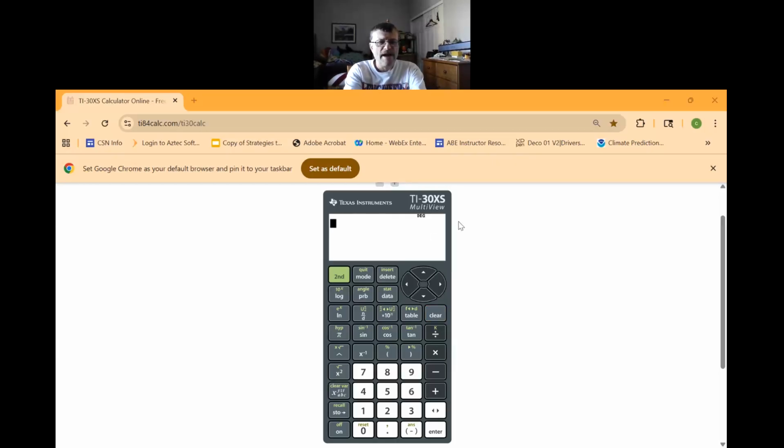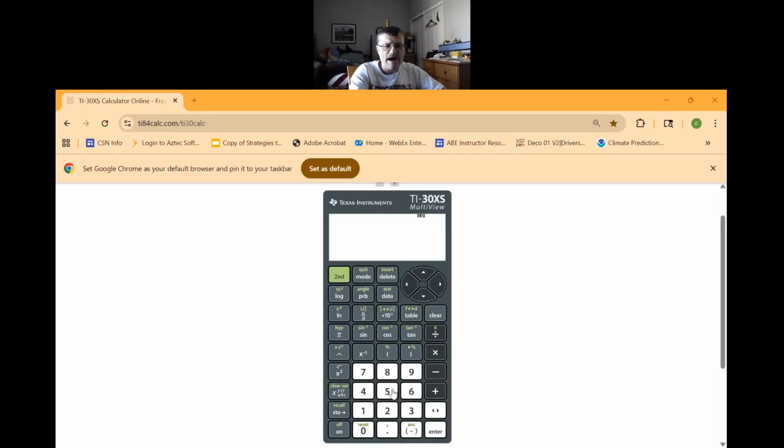So this is our TI-30XS calculator, and the keys we're going to focus on are right over here. This top key, which looks like a little caret, is our exponential key. And the key below that is our x squared key. It's a shortcut for squaring a number.